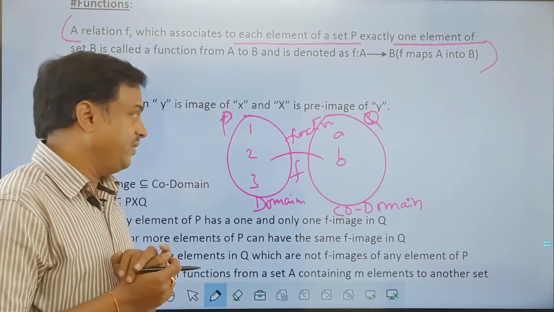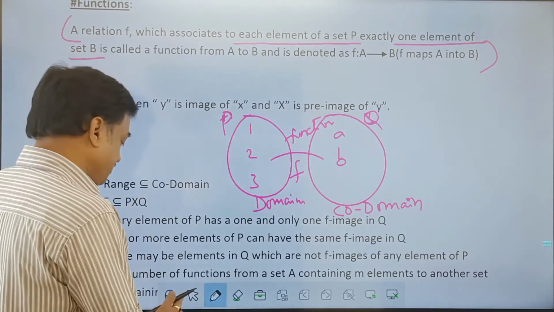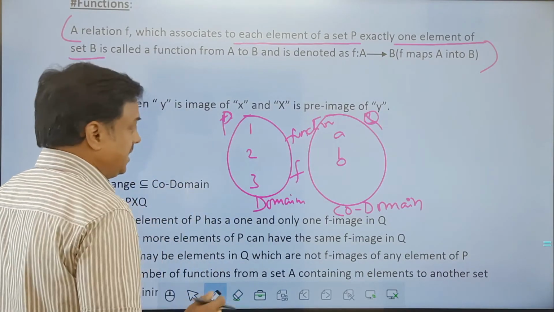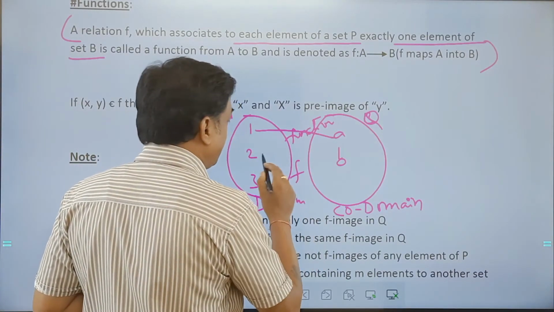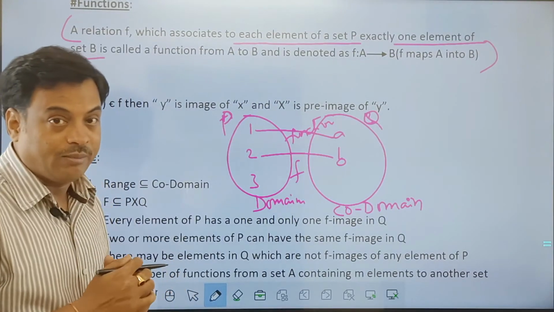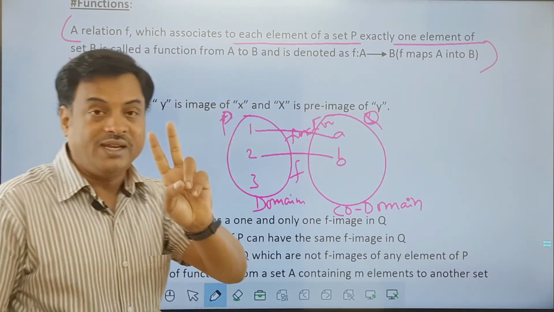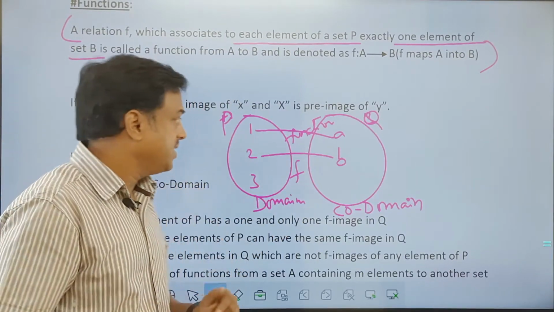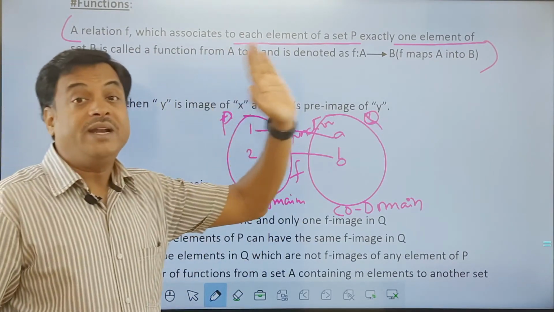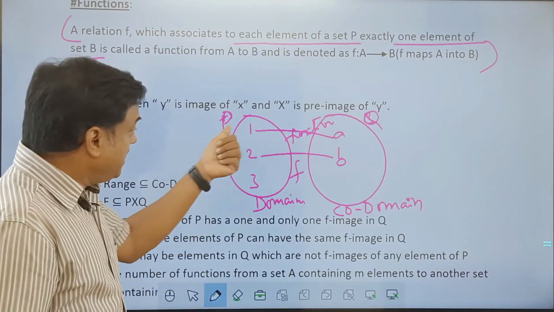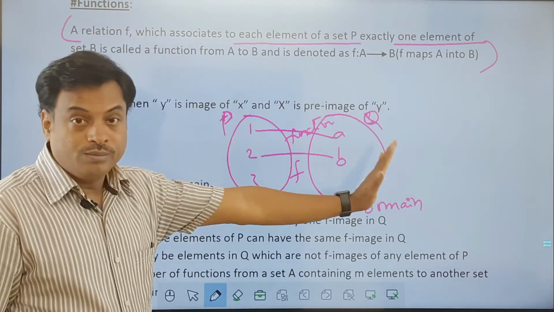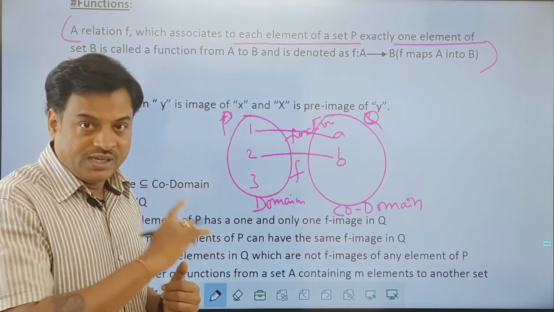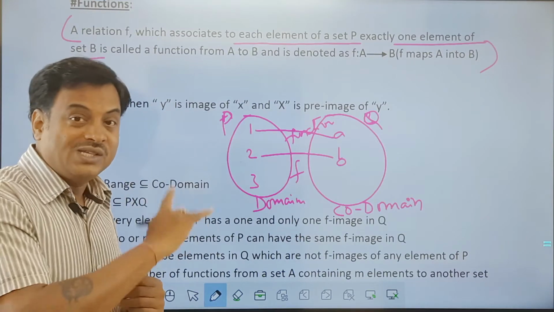Now what does the definition say? If I have a mapping like this, try to understand my point here. There are 2 points which are very crucial. It seems to be one definition, but I'll break it into 2 points. It says every element of set P is mapped with elements of Q. Here 3 is not mapped. 3 has no value. 3 has no image.